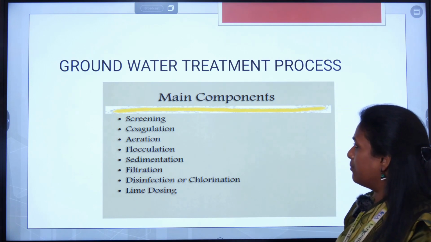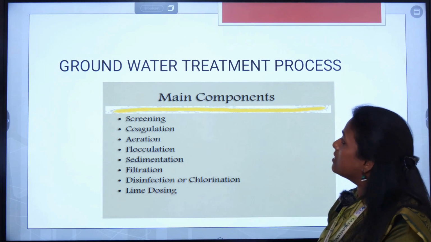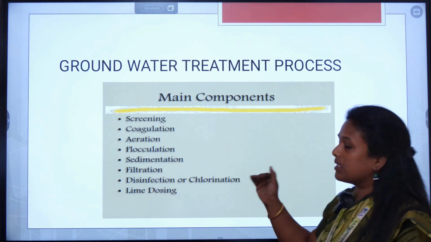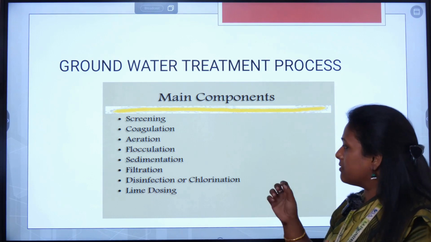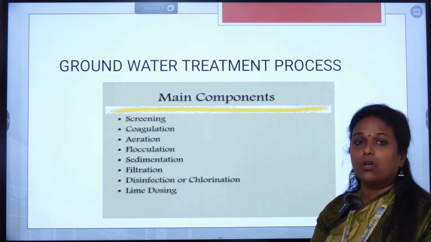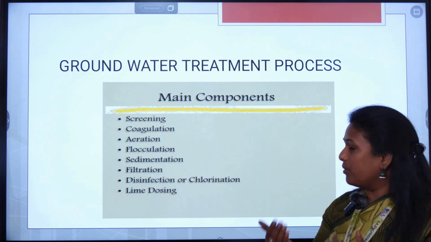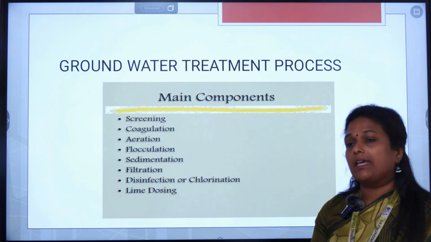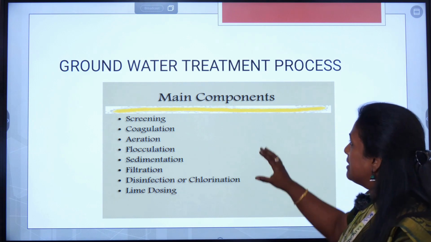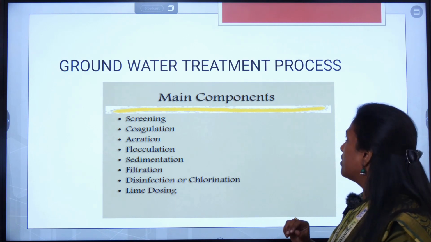Why are we doing the lime dosing? Because this is not there in our surface water treatment process. Lime dosing is done because, as we have seen, the groundwater will be having hardness. In order to make it soft, for softening we are adding the lime. So that is the brief about the groundwater treatment process.